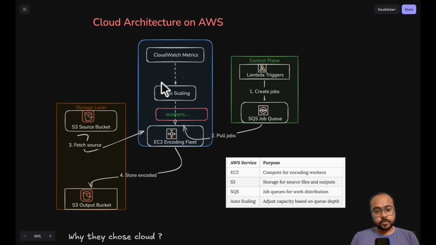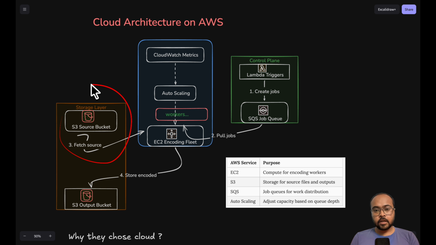Then there are a bunch of EC2 machines, a bunch of workers who pull the jobs from the job queue and start processing them, which are basically the video chunks. As and when the workers complete the video processing, they store the processed video chunks into another S3 bucket, which is known as the output bucket. So this is how it works.